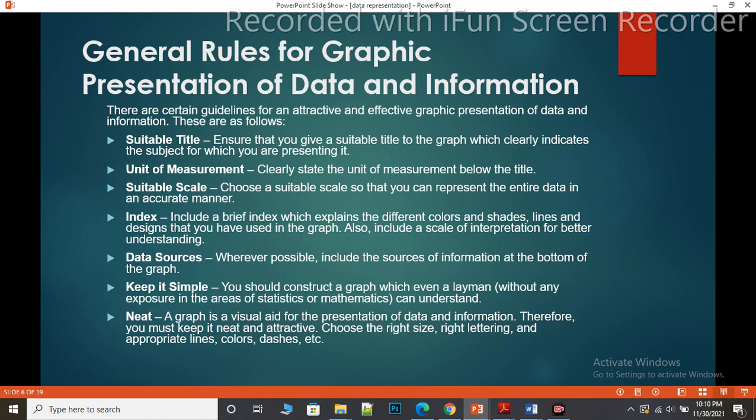The fifth step is data sources. Wherever possible, include the sources of information at the bottom of the graph. From wherever you have collected the data, you have to provide that source from where you have collected the data or information at the bottom. The next step is keep it simple. You should construct a graph which even a layman with no exposure in the area of statistics or mathematics can understand. It will be simple, that is understood easily by everyone. The last step is it will be neat.